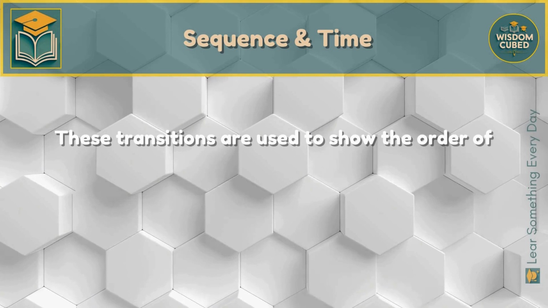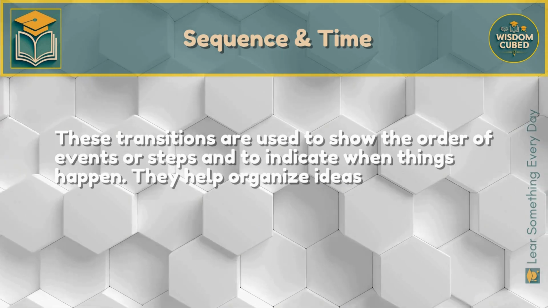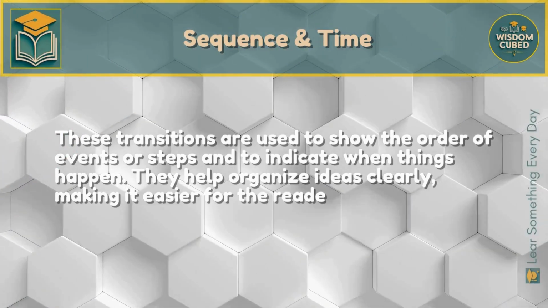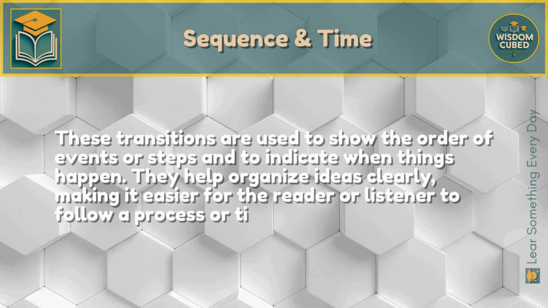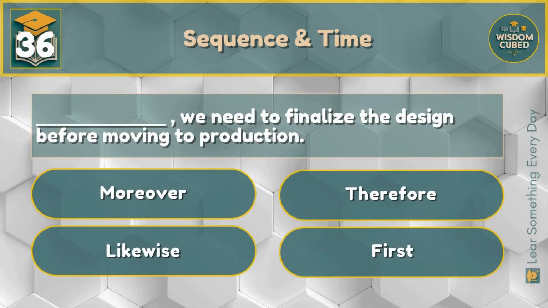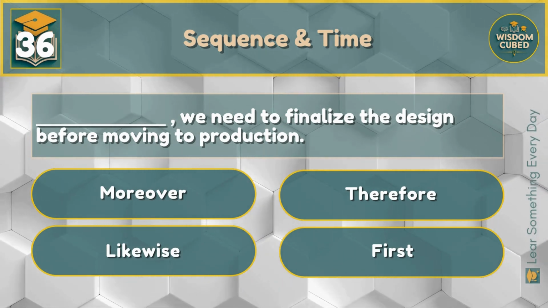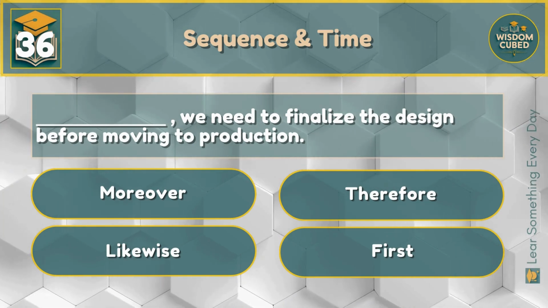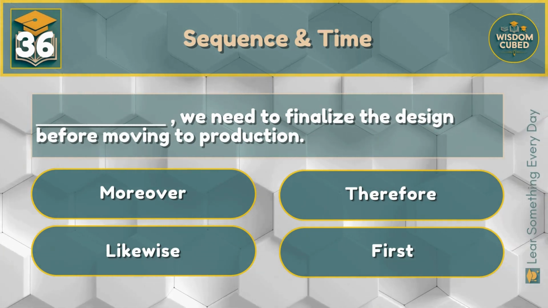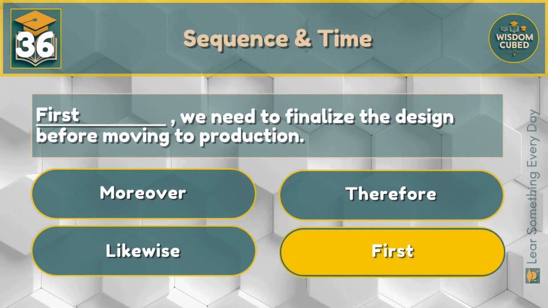Sequence and time. These transitions are used to show the order of events or steps and to indicate when something happens. They help organize ideas clearly, making it easier for the reader or listener to follow a process or timeline. First, we need to finalize the design before moving to production.